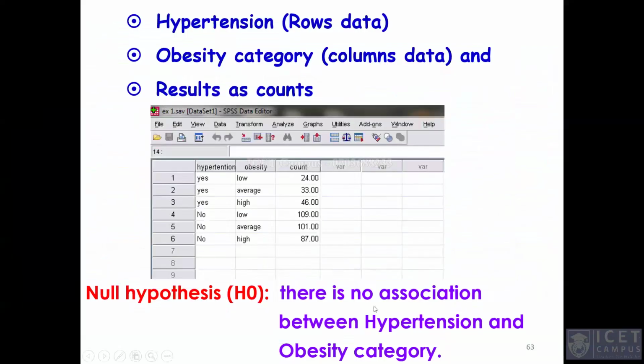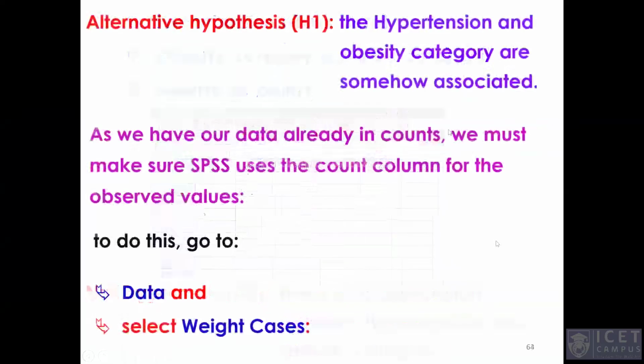Then we have to write the null hypothesis, that is, there is no association between hypertension and obesity category. So that is the null hypothesis: there is no significant difference between hypertension and obesity. Then the alternative hypothesis: the hypertension and obesity category are somehow associated. Then we can do the chi-square test using SPSS like that.